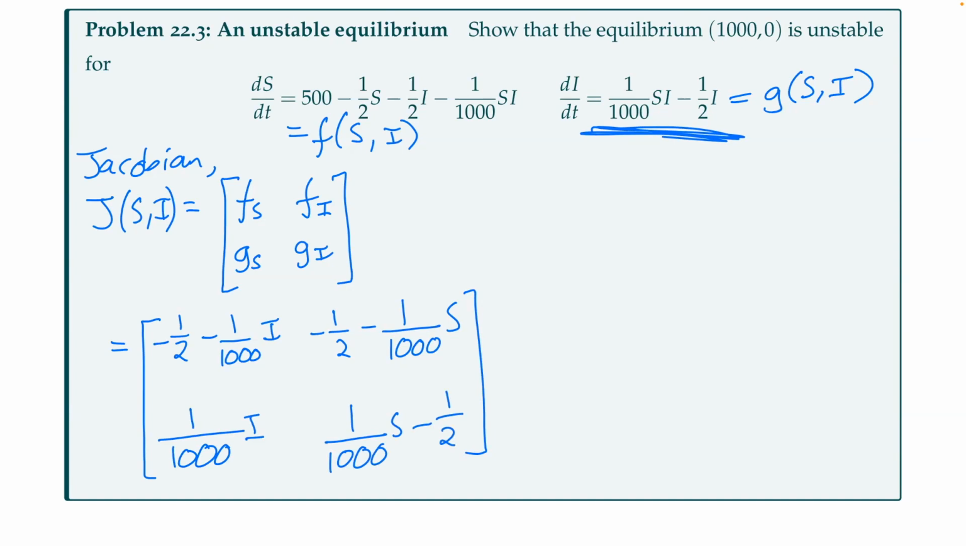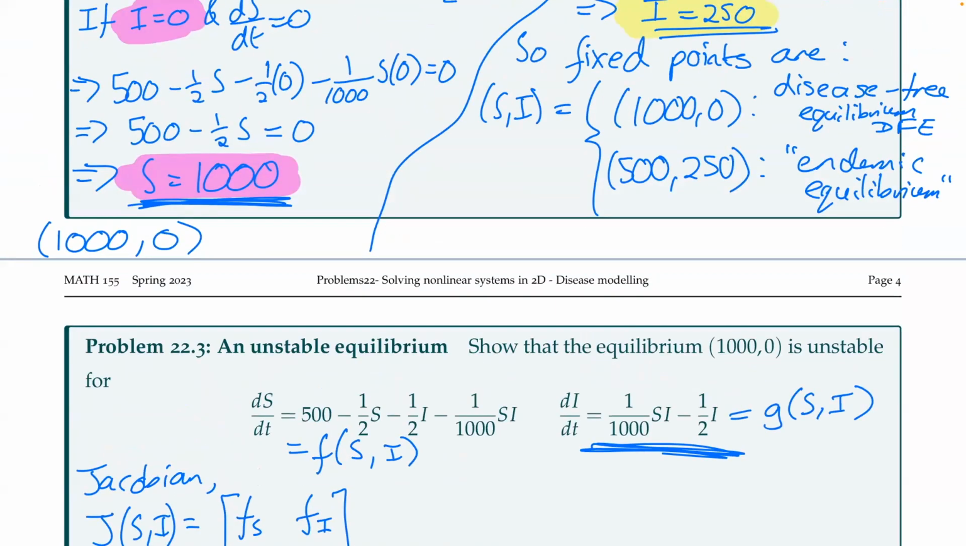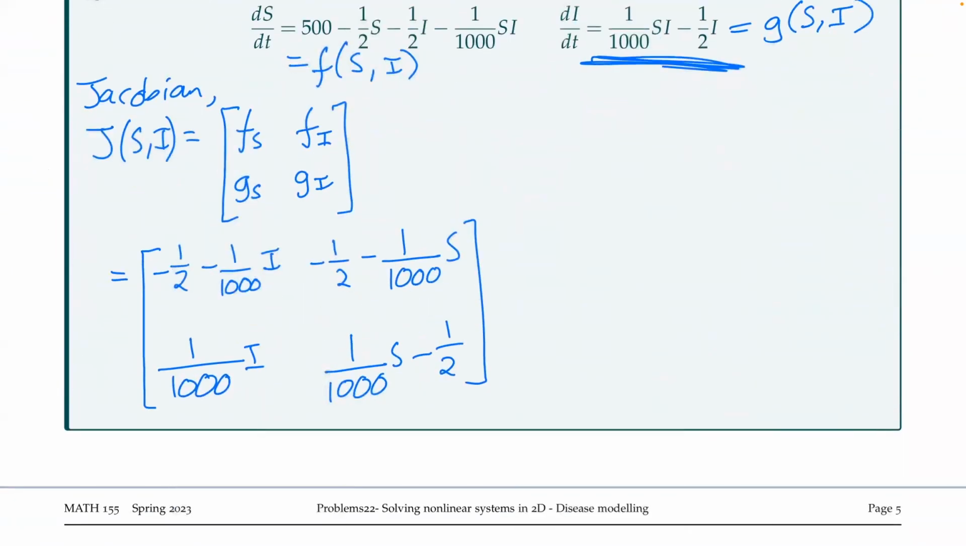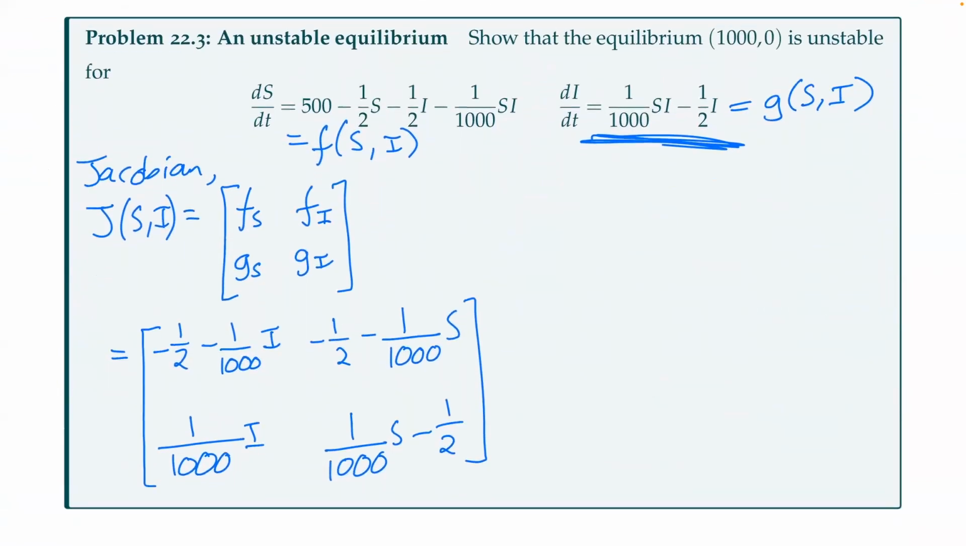And this Jacobian is a function of s and I. Because it's a function of s and I, the stability will change when we analyze this, depending on which values of s and I we substitute in. So up here, we have our fixed points in green. These are our values of s and I that we're going to substitute into our Jacobian. And then we can look at the trace and the determinant and look at the stability there.